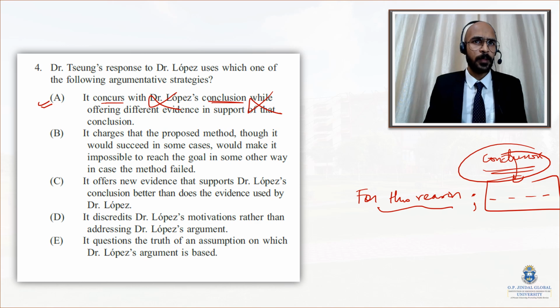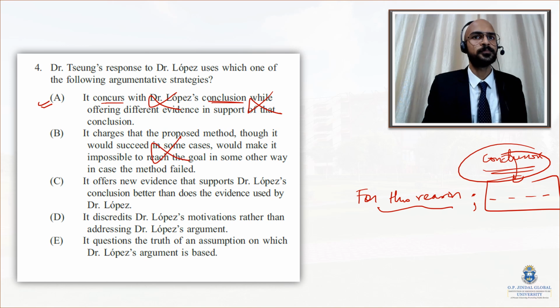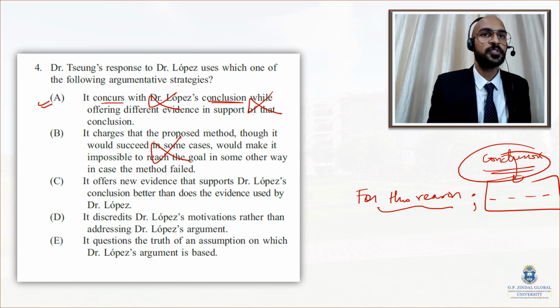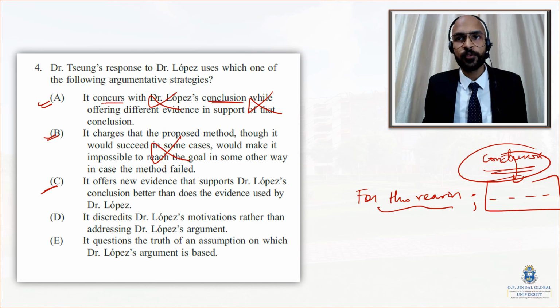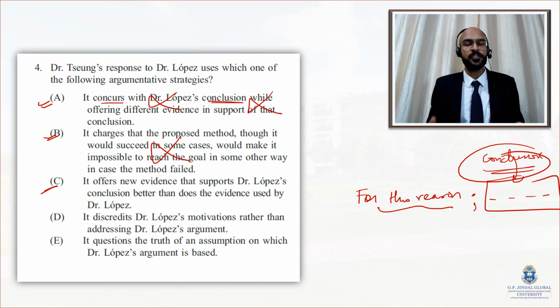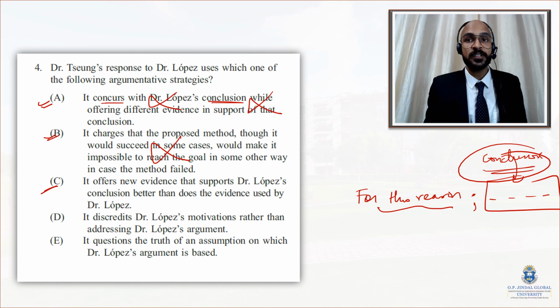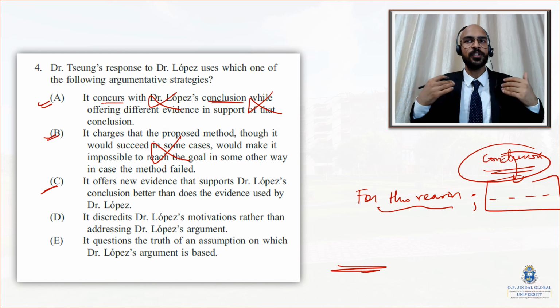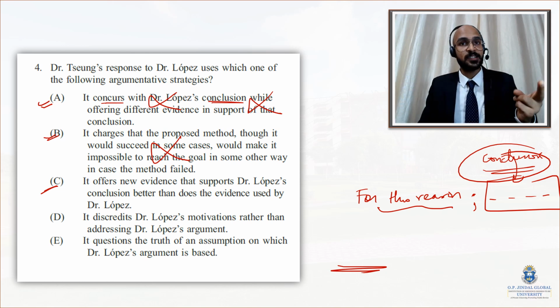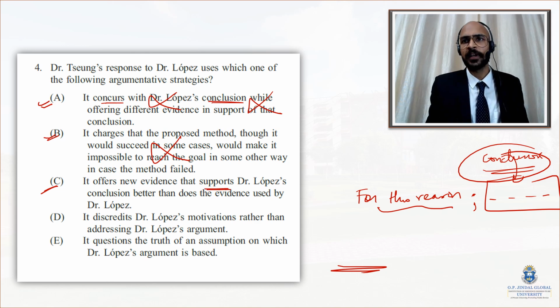Let's look at option B. It charges that the method proposed, though it would succeed in some cases. No. It says that the method is wrong. It does not say that it is successful sometimes and unsuccessful at other times. So I can eliminate option B as well. Let's look at option C. It offers new evidence that supports the conclusion. He does not wish to support the conclusion of Lopez. He is opposing the conclusion and he offers no evidence. He only makes a statement. To offer evidence is to maybe present some statistics, maybe present some research, or to offer some material. He offers no material. He only makes his opinion. So there is no evidence, first. Second, he does not wish to support the conclusion of L. Therefore, I eliminate this as well.